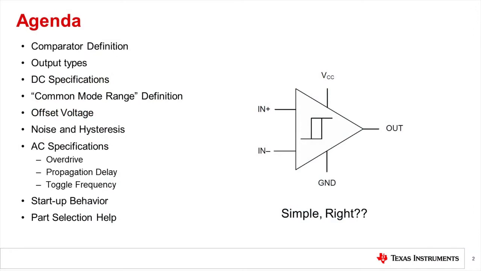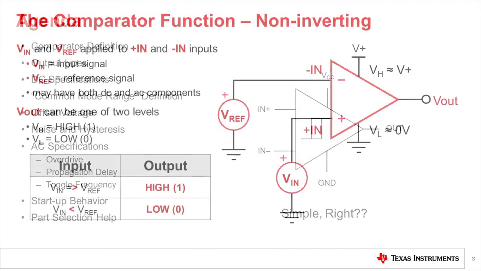And today we're going to discuss the basic functionality of the comparator and look at the two main types of comparators as well as some of the key DC and AC specifications. We'll also take a look at the effect of noise on comparators and how we could add hysteresis to alleviate that effect. And we'll also talk about startup behavior, and I'll also show you guys how to find our parts and select them using some of our tools.